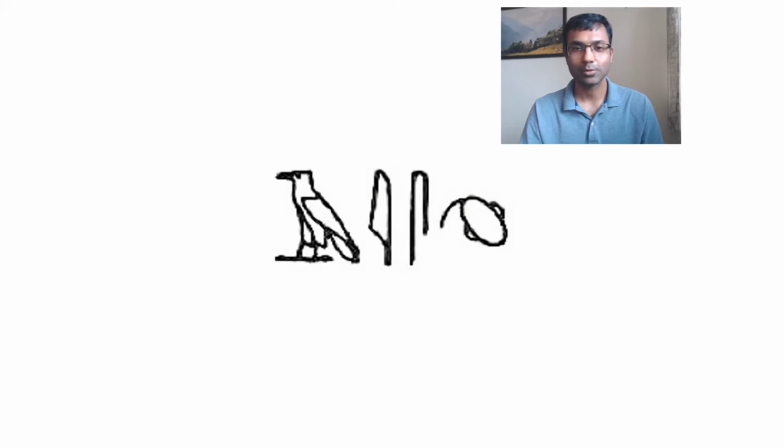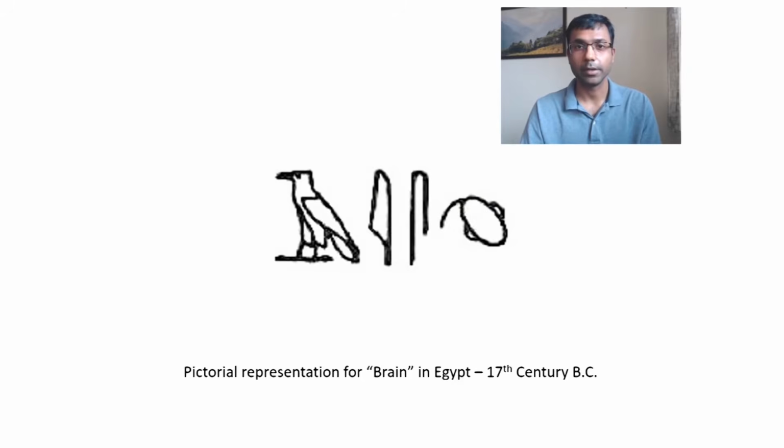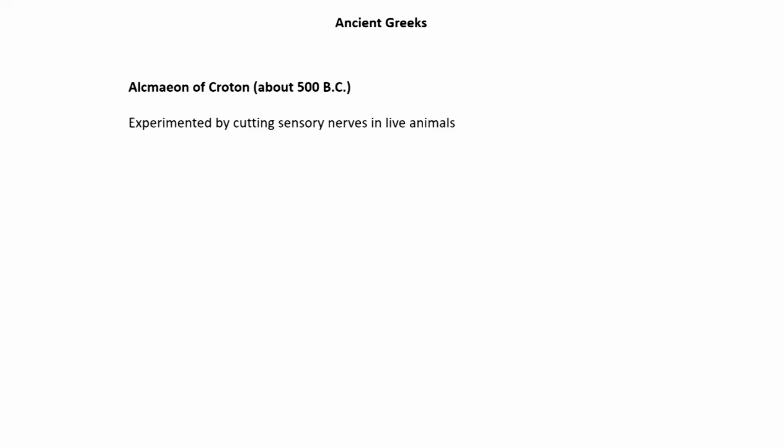Can you guess what is being shown on the screen here? This is actually a pictorial representation of the brain from 17th century Egypt. The reason I'm showing it to you is to make the point that people have been thinking about the brain for thousands of years. And it's quite interesting to see how the understanding of the brain has evolved over time before we arrived at the current understanding. One of the first people to comment about the brain was Alcmaeon of Croton.